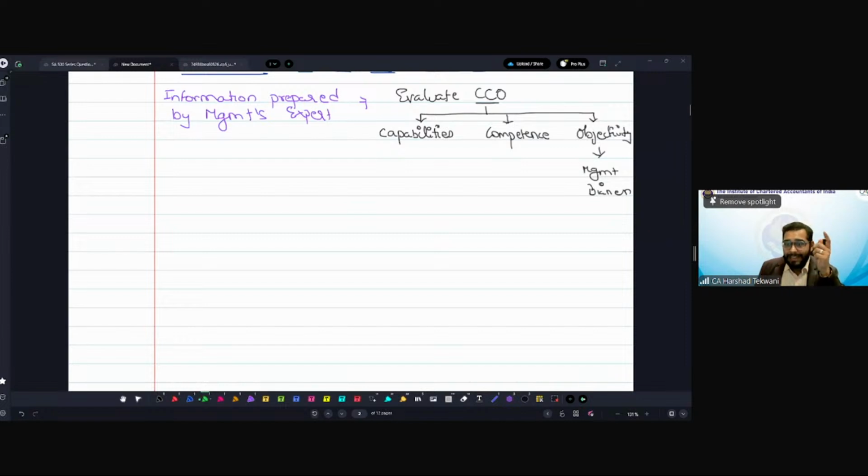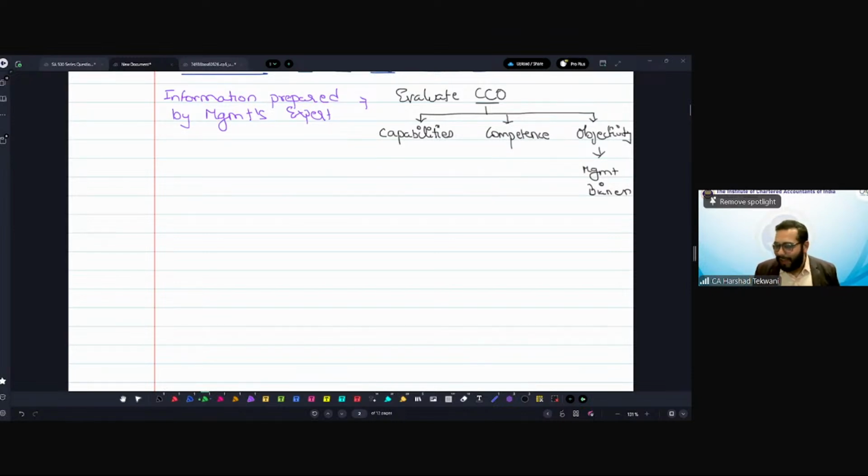Anyone? Which SA was it where we discussed management bias? While auditing accounting estimates, we saw how to check their bias. Which was the SA name and number? So we forgot the theme. No. SA 540, sir. Yes, absolutely correct.